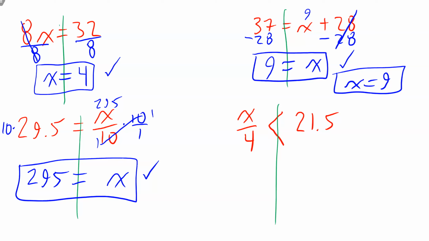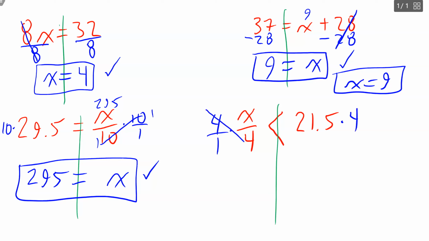But solving them is really the same. And so x over 4, my goal is to solve. I solve by isolating the variable. My variable is x, and it's tied to a 4 by way of division. So I undo that with multiplication. So instead of dividing by 4, I need to multiply by 4. And I'm going to multiply by 4 on both sides.